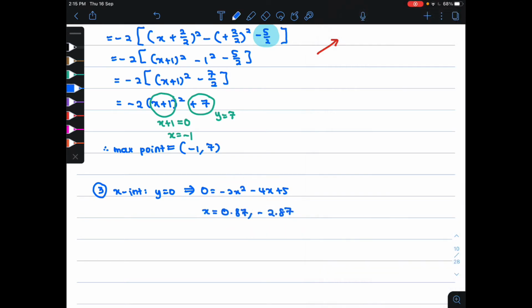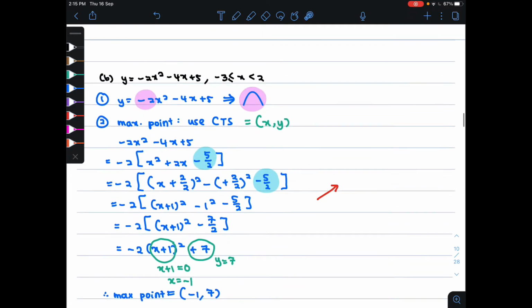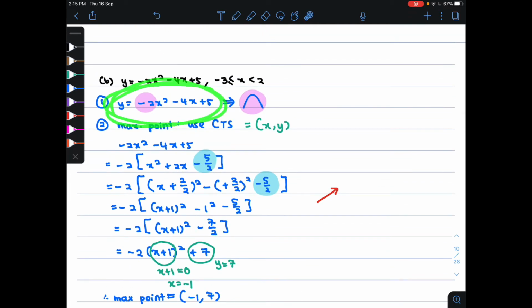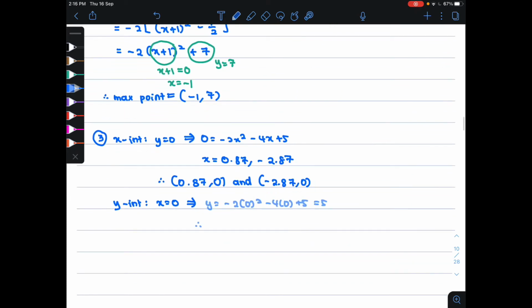So, from here you can write the coordinate. The first one is 0.87, 0. The second one is -2.87, 0. To find y-intercept, substitute x equal to 0 into our function y. Therefore, the coordinate is 0, 5.